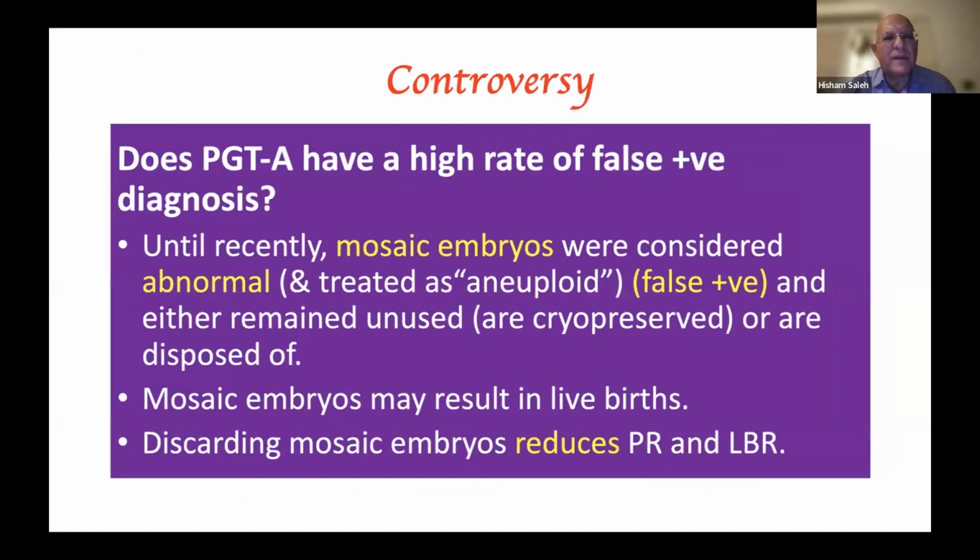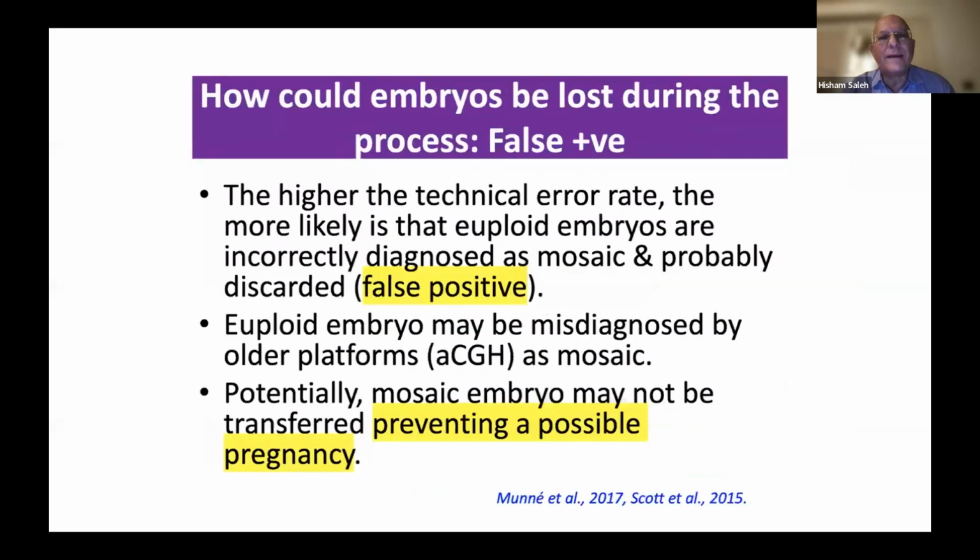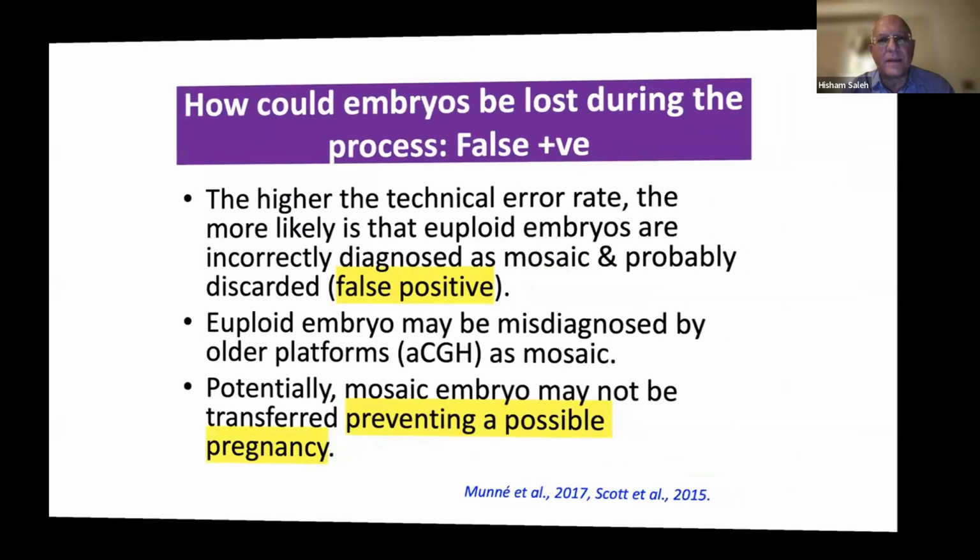One question: does PGT-A have a high rate of false positive diagnosis? Until recently, mosaic embryos were considered abnormal and were treated as aneuploid, which is a false positive diagnosis, and they were not used for transfer. Actually, mosaic embryos may end in live birth, and discarding them will result in reduction in the pregnancy rate and live birth rate. The higher the technical error, the more likely that euploid embryos are incorrectly diagnosed as mosaic, and this is a false positive diagnosis, which will prevent a potential pregnancy.